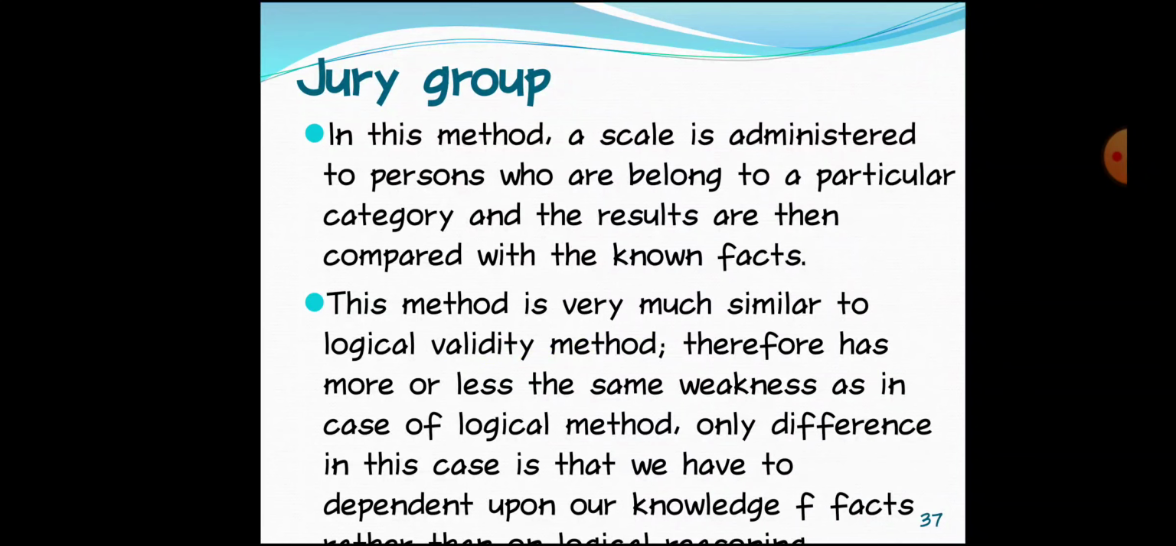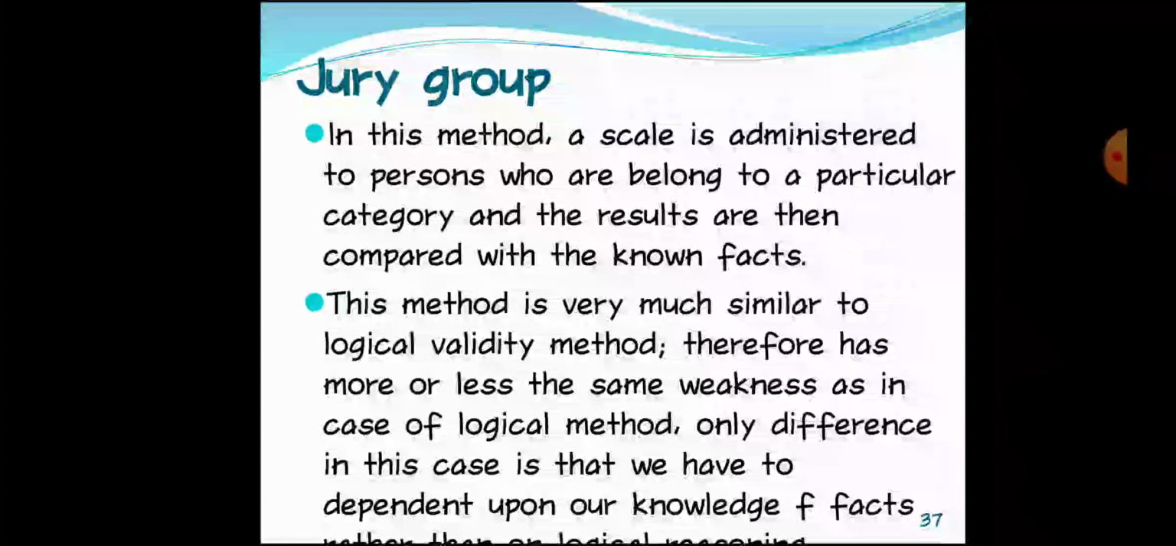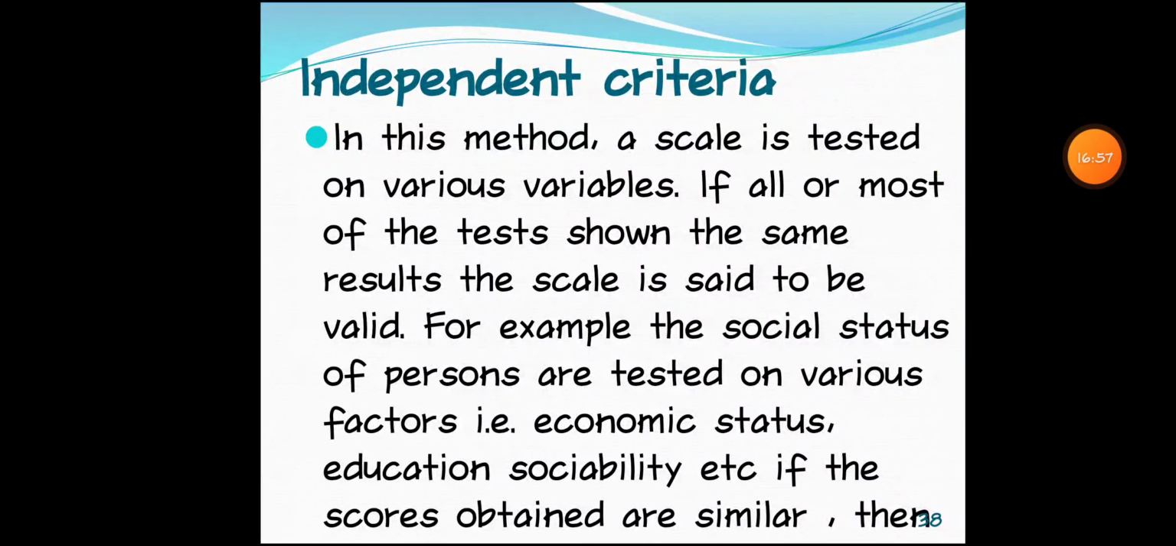Jury group. In this method, a scale is administered to persons who belong to a particular category and the results are then compared with the known facts. This method is very similar to the logical validity method, and therefore has more or less the same weakness as in the case of the logical method. The only difference in this case is that we have to depend upon other knowledge and facts.